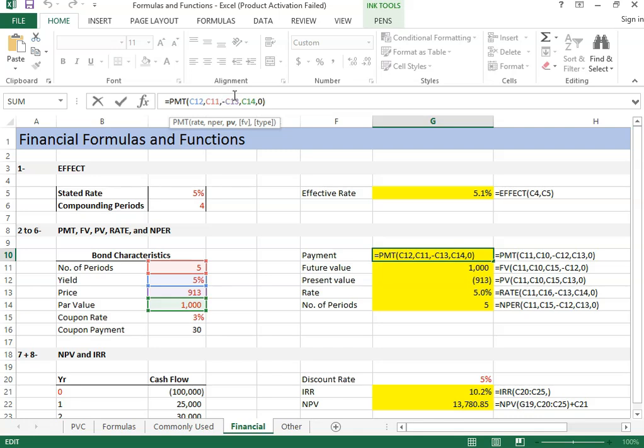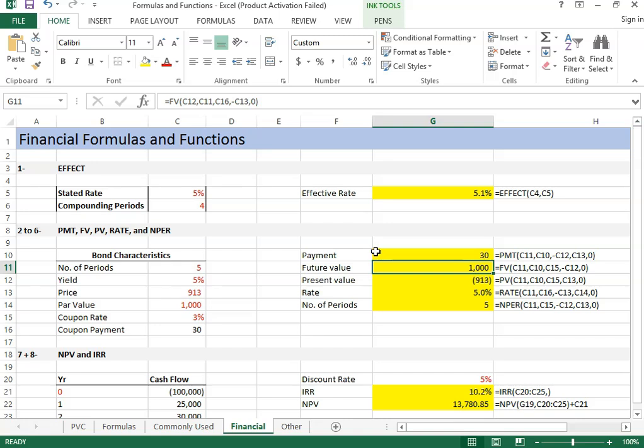And in negative, if you are giving future in positive, then give present in negative. Future value is your par value, 1000. Type, end of the period, 0. It will give you the payment, 30.